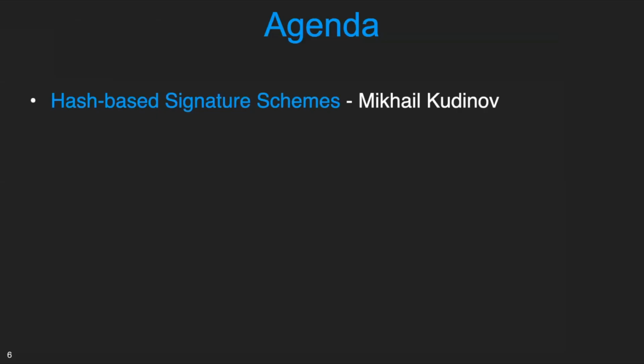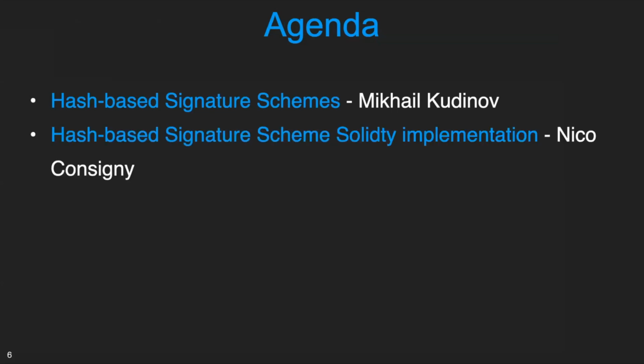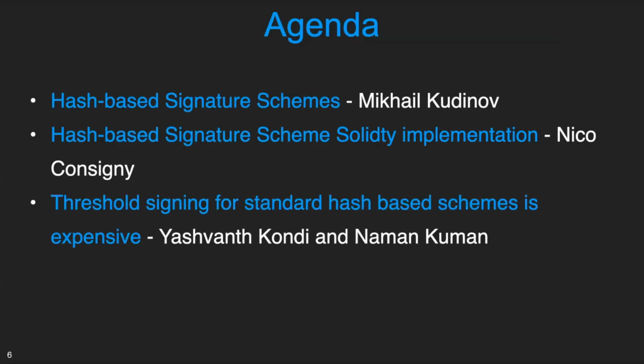We will have Michael presenting their version of the hash-based signature schemes that is more efficient for blockchains. Then we have Nico, who will have a cool demo showing this in action, and we'll have Yashvardhan and Naman looking at the difficulty of having threshold signatures for hash-based schemes. Then ideally we will have 20, 30 minutes to discuss. If you don't have any more questions, I will give the stage to Michael, so we can start early. Michael, the stage is yours.